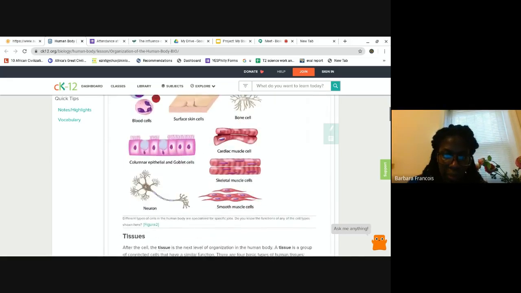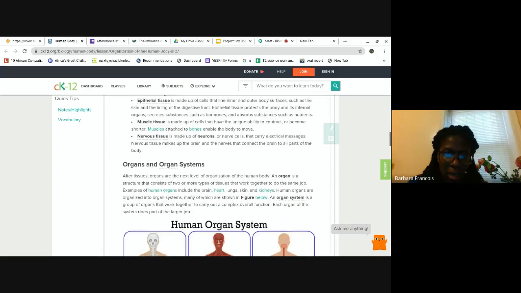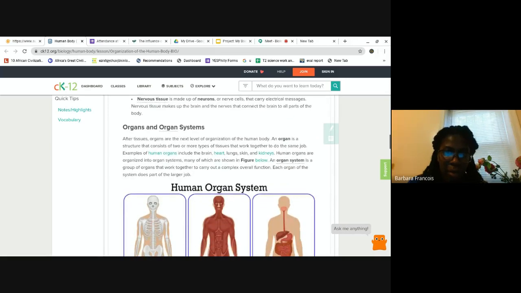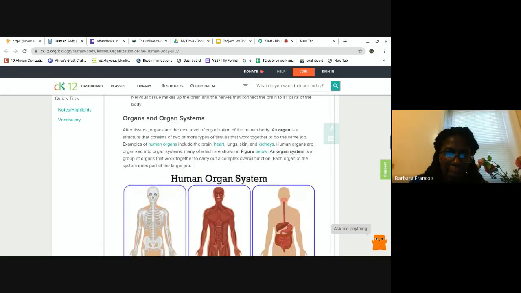So this is all the specialized cells. And here we are talking about organs and organ systems. After tissues, which are made of cells, organs are the next level of organization of the human body. An organ is a structure that consists of two or more types of tissues that work together to do the same job. Examples of human organs include the brain, heart, lungs, skin, and kidneys.